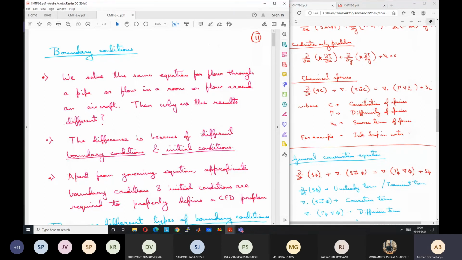For example, if there is flow occurring through a pipe, the domain is the pipe. What is the velocity at the inlet section? What is the velocity at the outlet section? Some boundary condition, whether it's velocity or some other condition, needs to be given. And not only that, we need to give it for all the surfaces. For the pipe surface also we need to give that there is zero velocity.